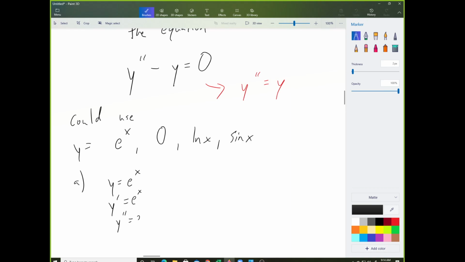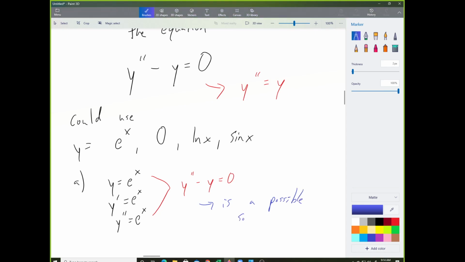All right, just hearing from Cormac. Everybody else awake today? Keaton says no. All right, so we get e to the x out a couple times here. So, since we can see that these are the same, we can see that the second derivative minus the original function does equal 0. So, this is a possible solution.